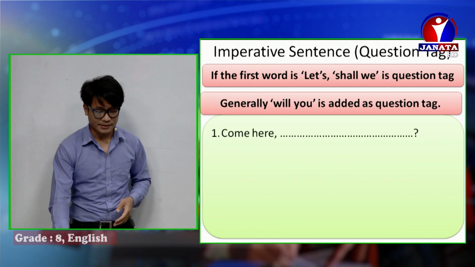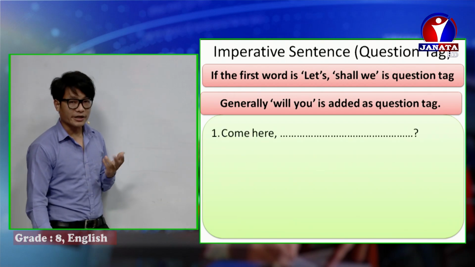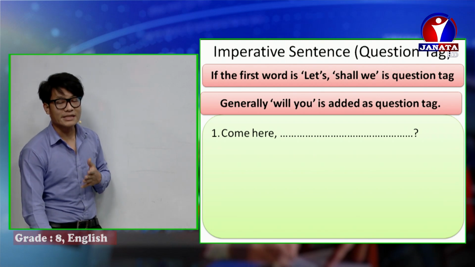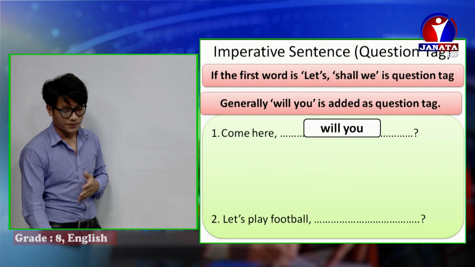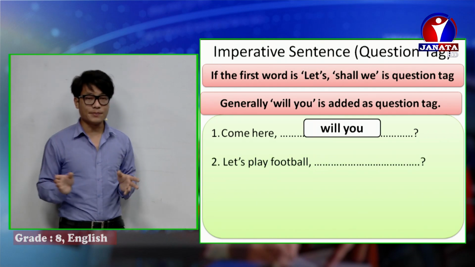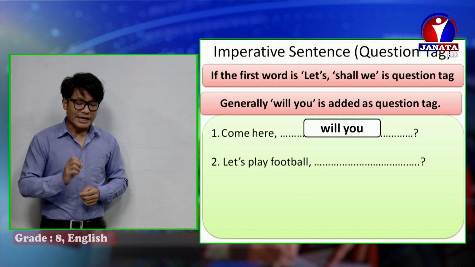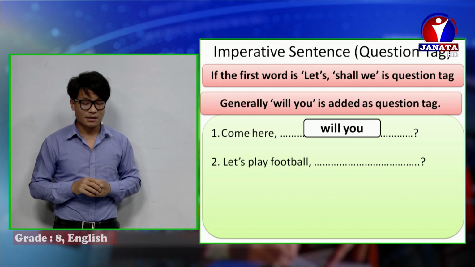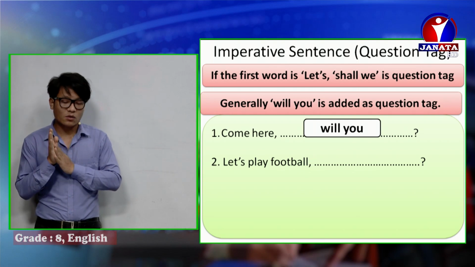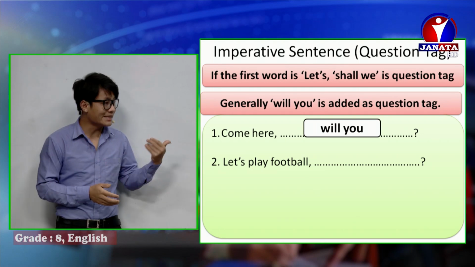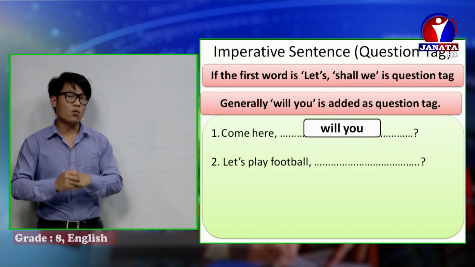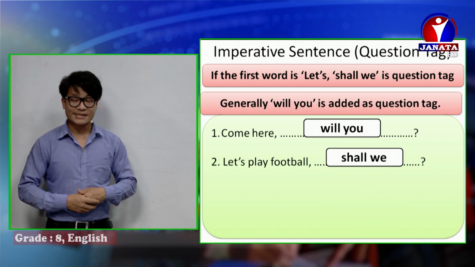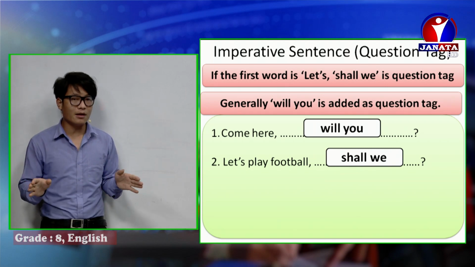So let's have a practice. Come here. Obviously the question tag is will you. Let's play football. I have told you that if the first word is let's, then shall we is the question tag. So what is the question tag here? Obviously it should be shall we. Let's play football, shall we?